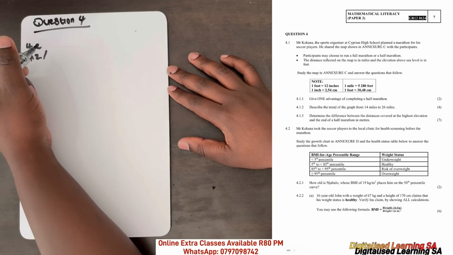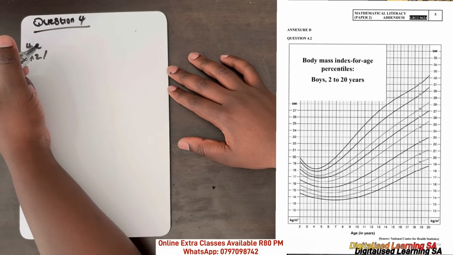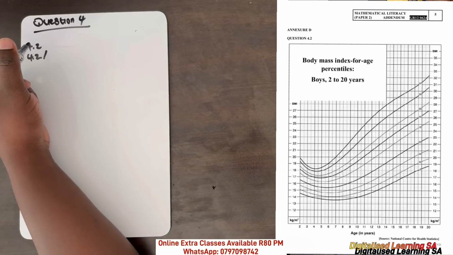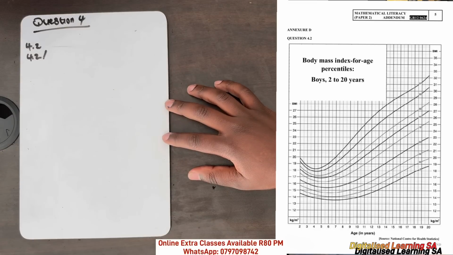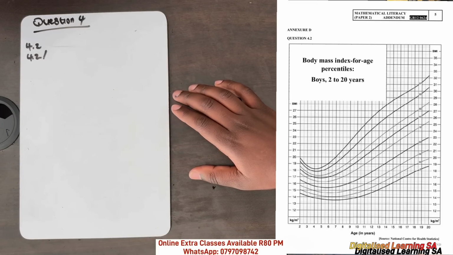So question 4.2.1 says: how old is Jabulo, whose BMI of 19 kilograms per meter squared places him on the 50th percentile? So if we look at 4.2, which is our body mass index graph, we can see that we have different line graphs inside.